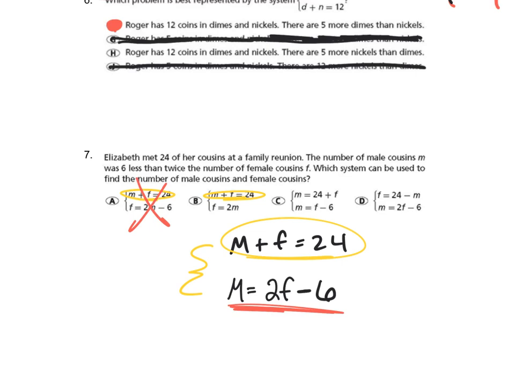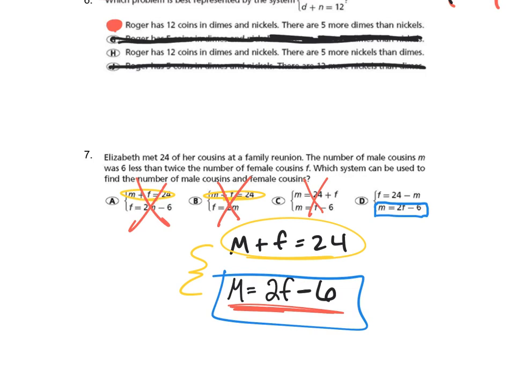Well, what if I look at B? Is B the same as what I have written there? Can't be that. Now, if I look at C, do I see either of the equations that I would have? No. Can't be that. So let's look at D. Well, D does have M is equal to 2F minus 6. Would y'all agree? Because that is the exact same thing.